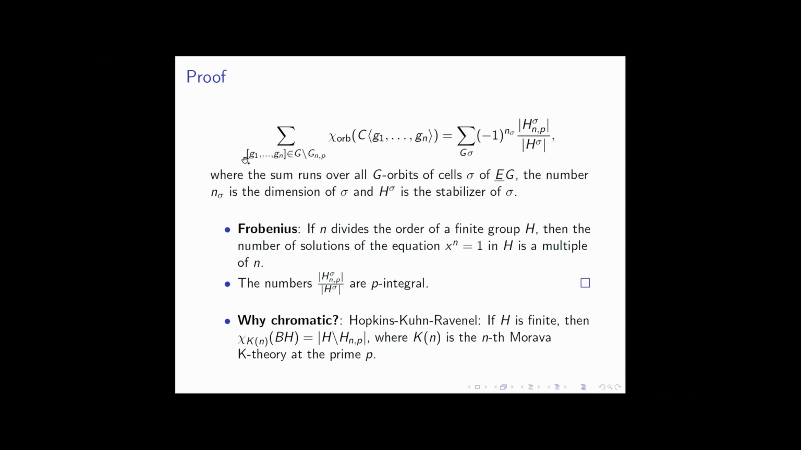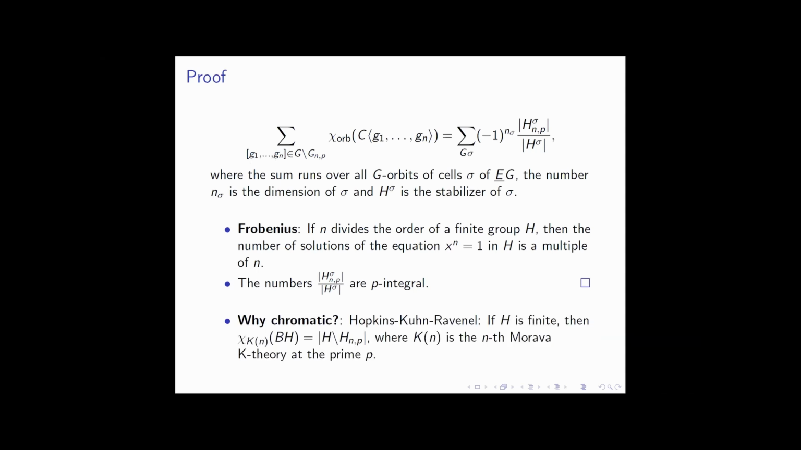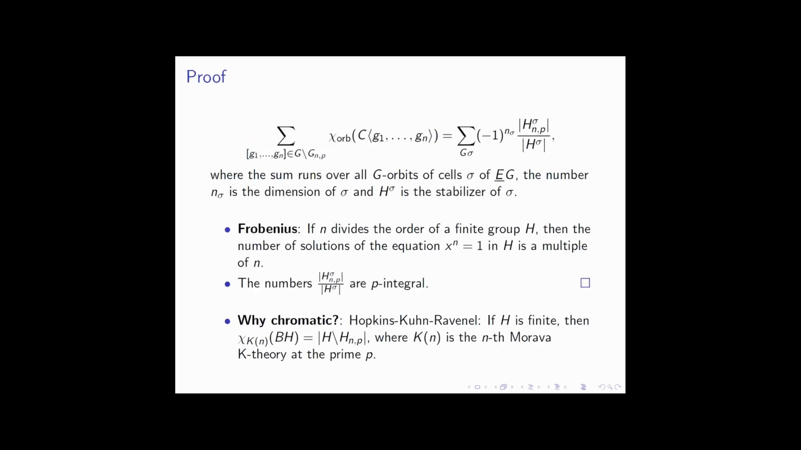So these commuting tuples of p-power order elements are showing up in the nth level, the height n level of chromatic stable homotopy theory. And this height, of course, means the height of the formal group law, because these Morava K-theories have the height n formal group law, the so-called Honda formal group law, in there. So this is why I thought it's a good name to call this congruence the chromatic congruence at height n, because they are directly related to the Morava K-theory. Okay, so that's the proof, and that's the explanation why I came up with this name.